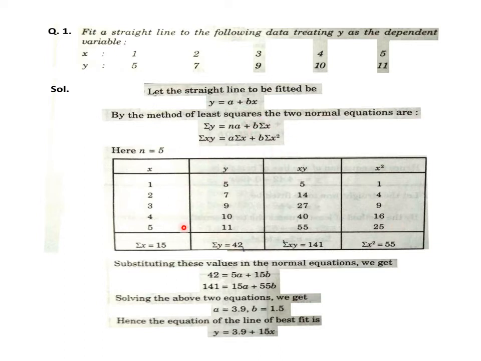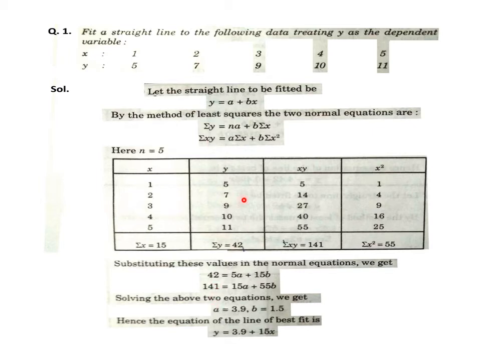Then we have to take sums of all these columns: sum of x, sigma x, sum of y, sigma y, sum of xy, sigma xy, sum of x square, sigma x square. So that we can substitute all these values: sigma y, which is 42, equals n, which is 5, so 5a plus b into sigma x, which is 15, so 15b. So the first equation is 42 equals 5a plus 15b. Then sigma xy is 141. It equals a into sigma x, which is 15.